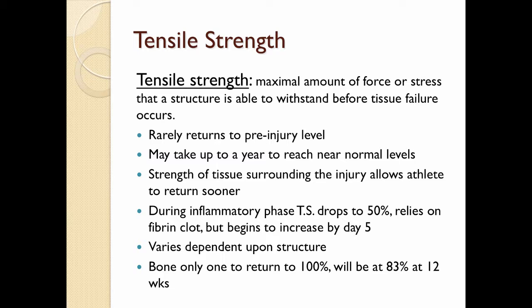So an athlete that has, let's say they injured their knee, let's say a grade 2 MCL sprain, someone that has rather large and well-developed quadriceps and hamstrings is going to be able to return much quicker because of the strength and stability of the muscle around the joint compared to somebody that maybe has poorly developed muscles in their legs. So during the inflammatory phase, the tensile strength may drop as low as 50%. At this point, it's relying on that fibrin clot, but after about 5 days, it begins to increase.